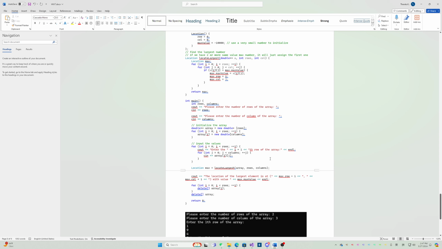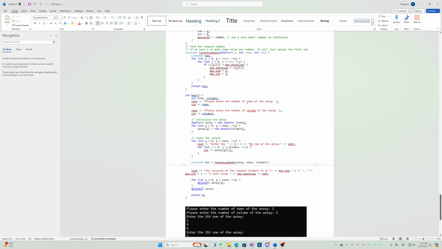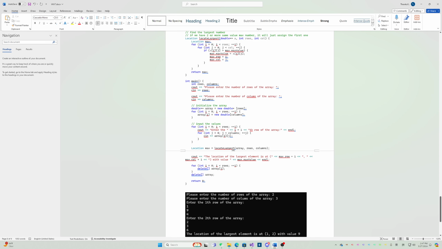Actually locate the largest, and then we have its coordinate. So here we got the coordinate, and here we also use +1, and then we delete the array to release the memory.